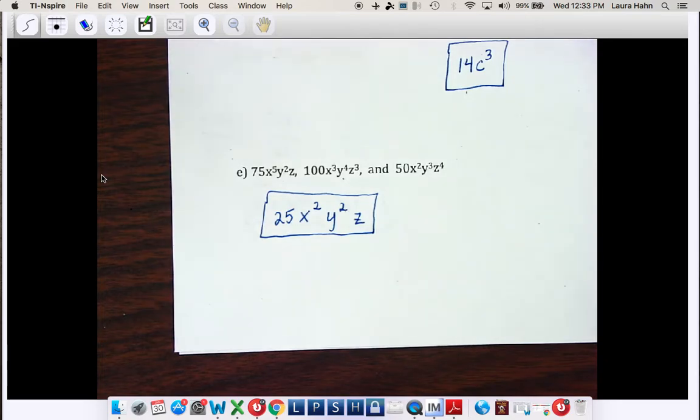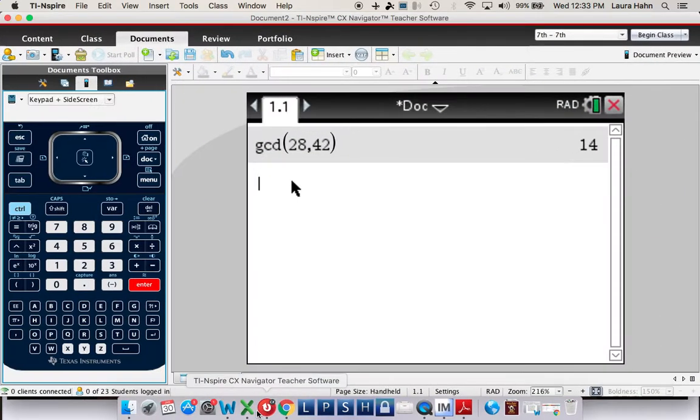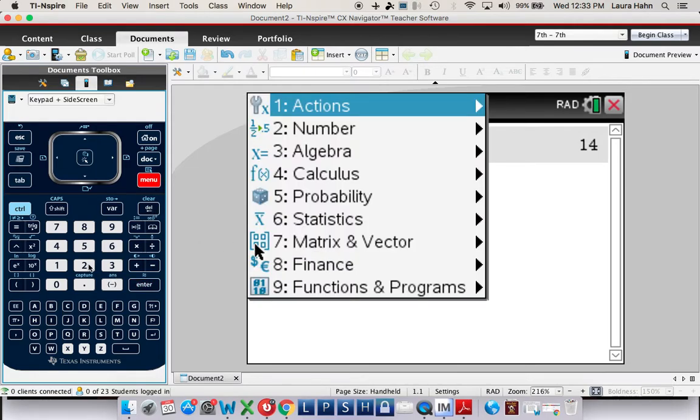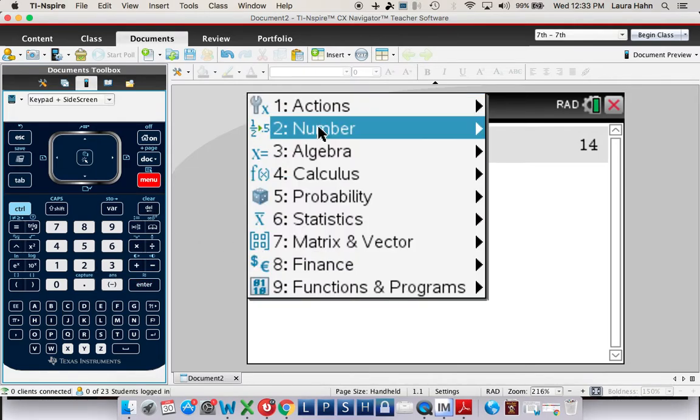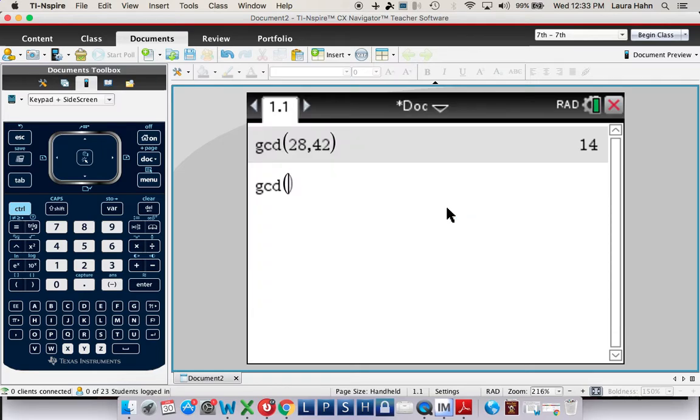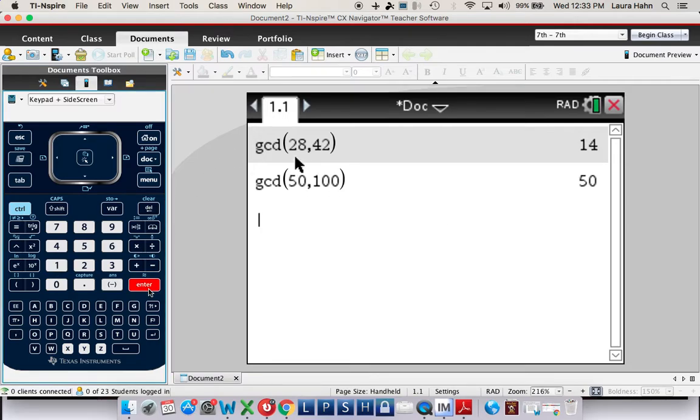Okay, so calculator again, just to show you. With the calculator, you cannot type in 3 different numbers. So the problem that we just did, menu, number, greatest common divisor, you can't type in 3. So typically what I try to do is I type in the smallest number with the largest number. So I would have typed in 50, 100. When you do that, it shows you 50.